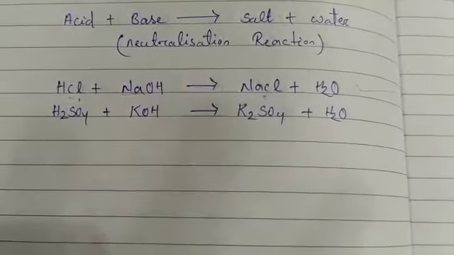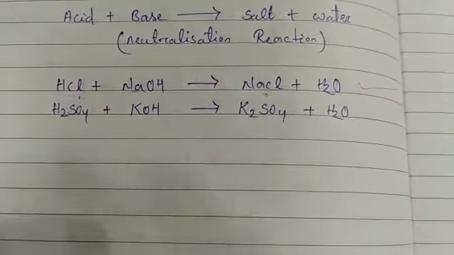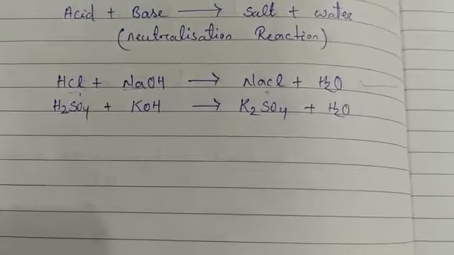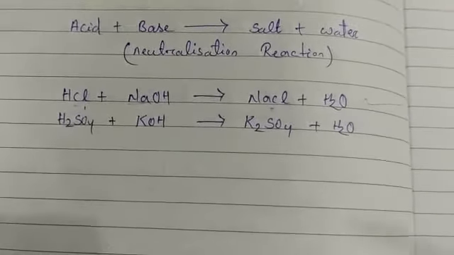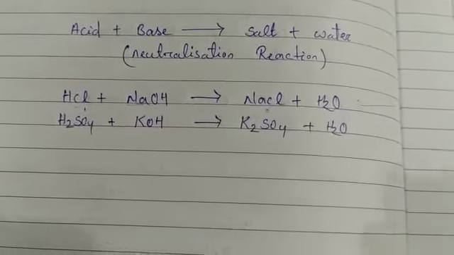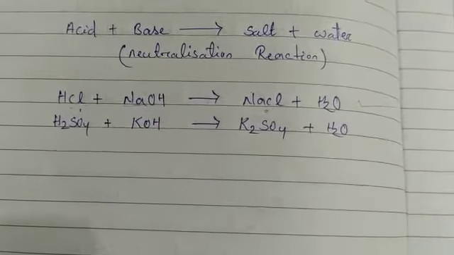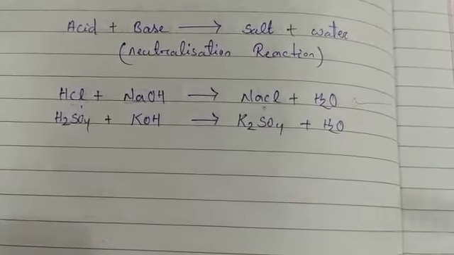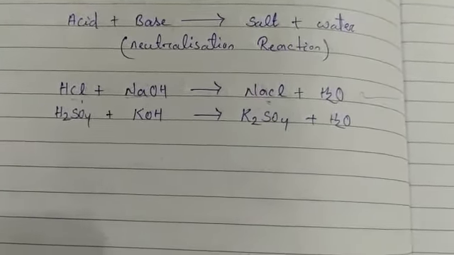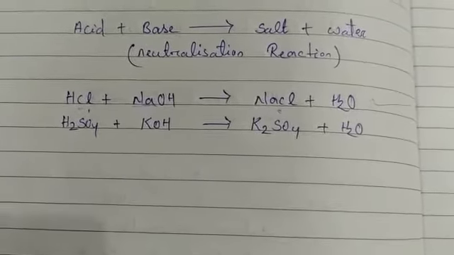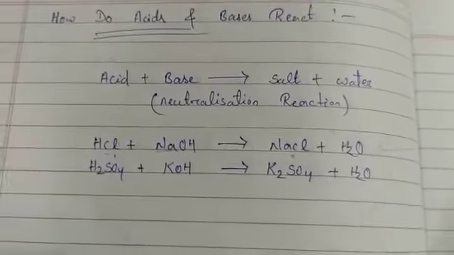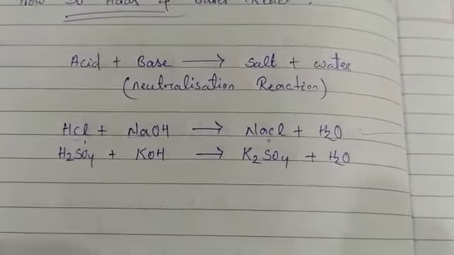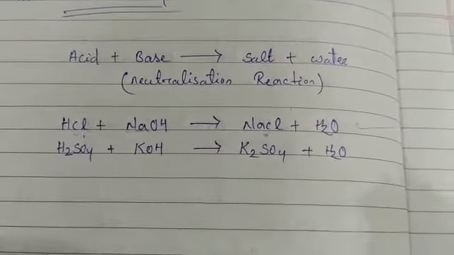But table salt is also a kind of neutralization product which we eat in our food. So neutralization reaction means when acid reacts with base, they produce salt and water, and the acid and base cancel out each other's effect. That is why that type of reaction is called a neutralization reaction. And neutralization reactions have many applications in our lives, for example, indigestion, insect stings, and acid rain.